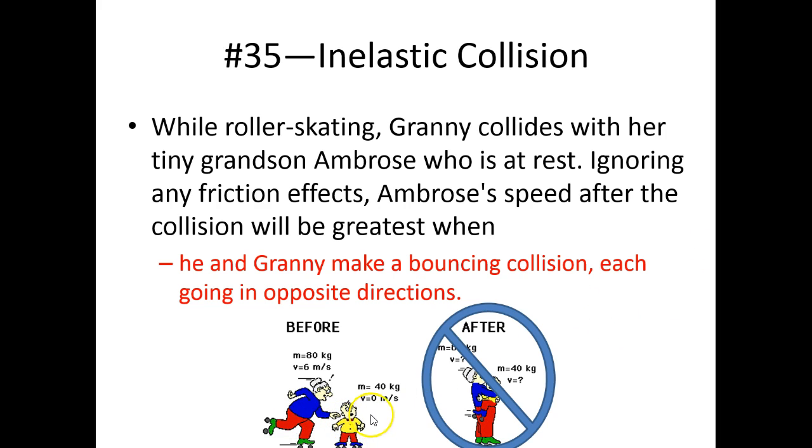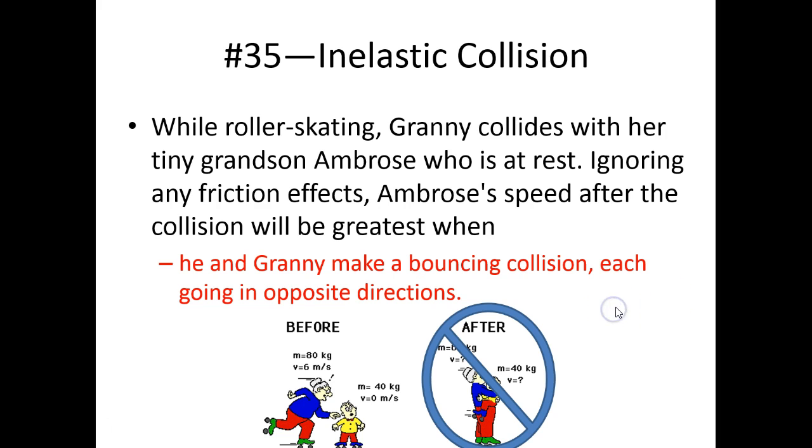If he bounces, he's going to go really quickly in this direction, and she's going to basically slow down a whole bunch. If they collide and stick together in an inelastic collision, then they're going to have the same speed. So we want Ambrose's speed to be really big. So we really want to make sure that this is a bouncing or an elastic collision.